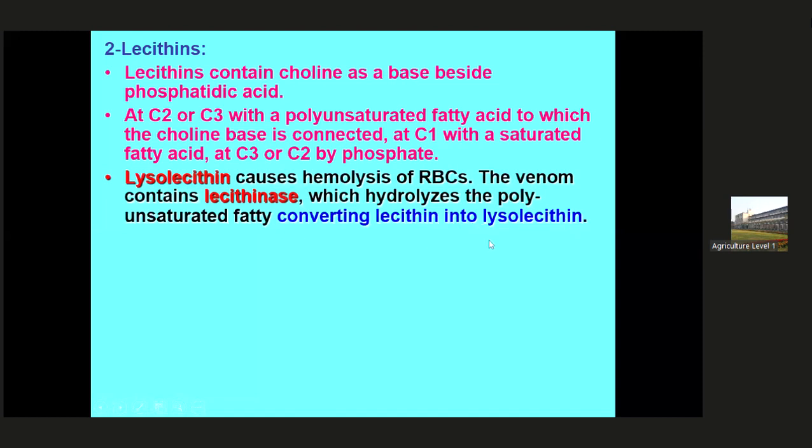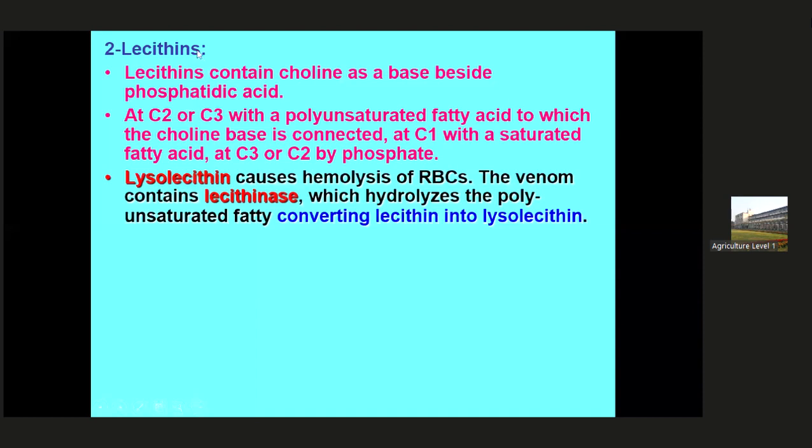When a snake bites, it secretes the snake venom, which is a protein. It also contains the enzyme lecithinase. When lecithinase enters into the body, it first acts on the polyunsaturated fatty acid of the lecithin of the cell membrane, because the cell membrane contains a vast amount of phospholipid.